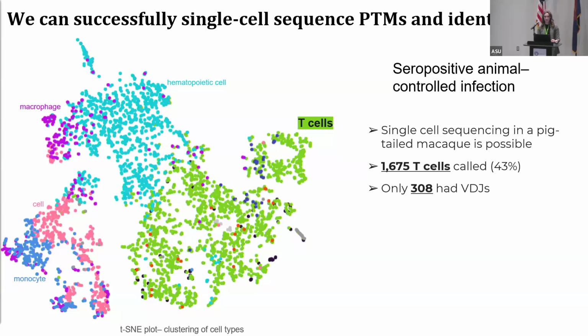And so, as I mentioned, this is a seropositive animal that has controlled infection, and we were able to successfully single-cell sequence this pigtail macaque, which nobody has done before, and we were able to identify a whole bunch of T cells, which was very cool. So in total, we saw about 1,600 T cells. We were only able to associate about 308 of them with VDJs, but we were still able to get a lot of really cool information out of those 308 cells.